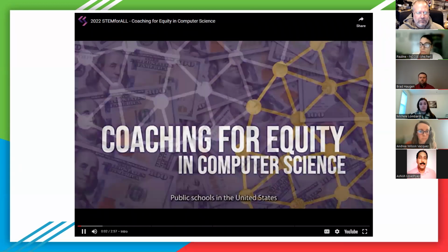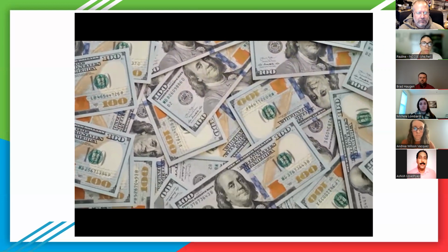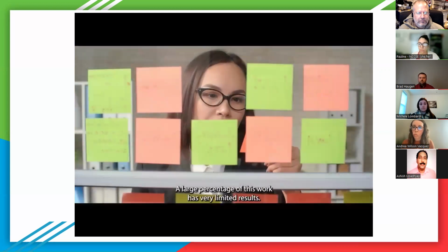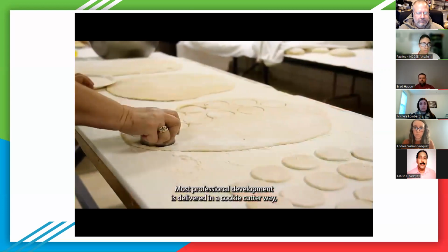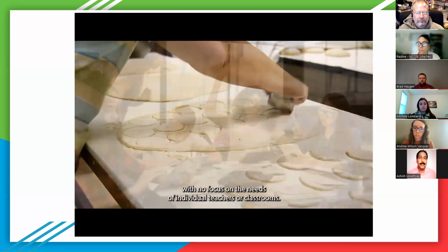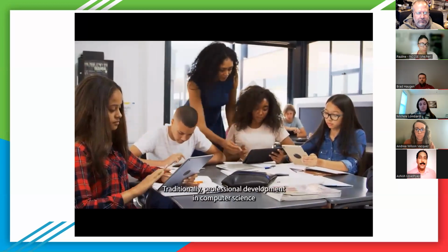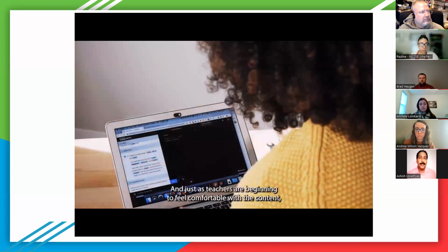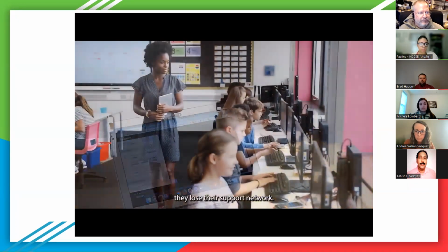Public schools in the United States spend billions of dollars every year on professional development to help teachers meet the diverse needs of their students. A large percentage of this work has very limited results. Most professional development is delivered in a cookie-cutter way with no focus on the needs of individual teachers or classrooms. Traditionally, professional development in computer science has been less than a year long, and just as teachers are beginning to feel comfortable with the content, they lose their support network.